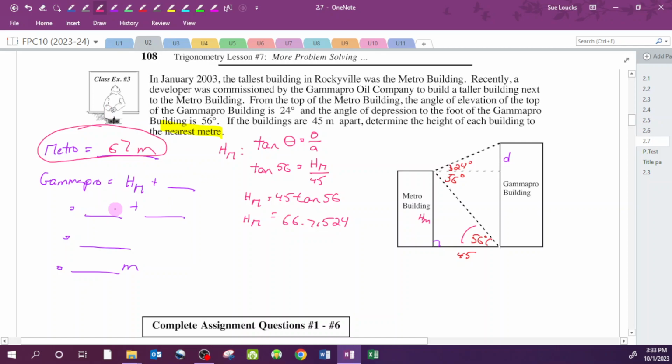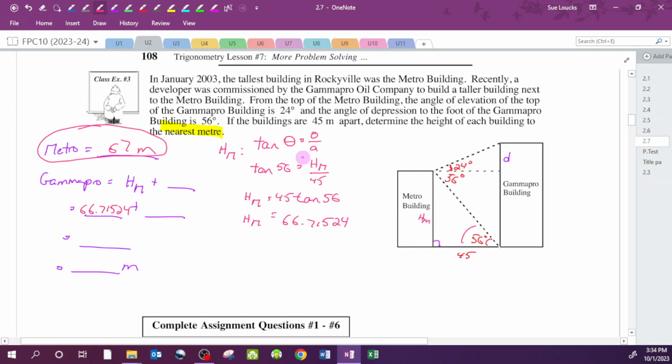But when I write it in here, I'm not going to round it because I'm going to need more decimals, so I'm going to write in 66.71524. Now, rule of thumb is always keep at least 2 digits past what you're rounding to. So the very minimum that you would put in here is 66.715. More decimals is always better.